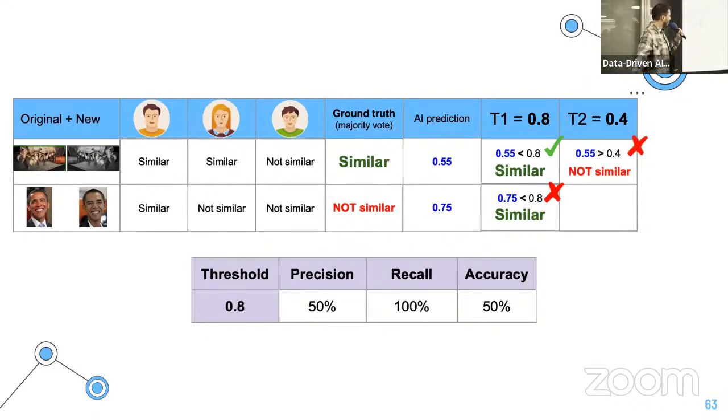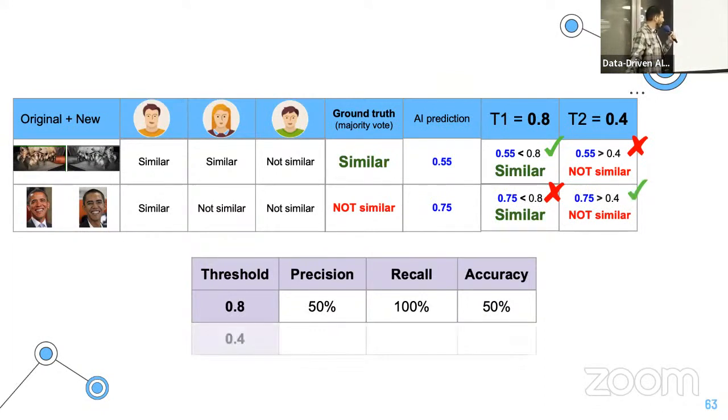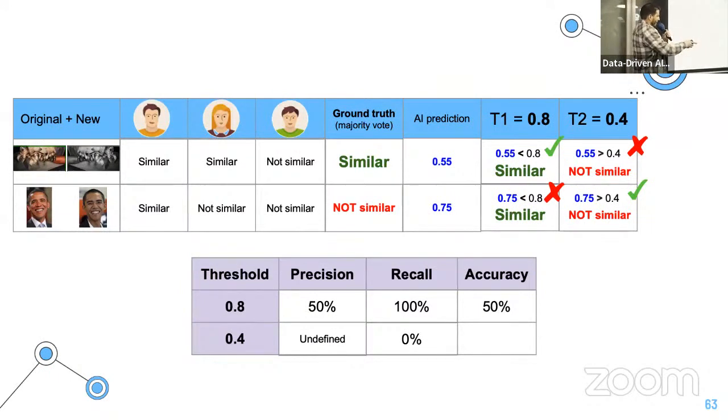For the Obamas, it said 75 is higher than the threshold. So it said that this is not similar, but this time it got it right. So again, we can complete the table. The precision is undefined because you can't divide by zero. There is no similar answer here. The recall is 0% because it didn't catch any of the positives. It didn't catch any of the actually similar pairs. And the accuracy is 50% because half of the answers are correct.